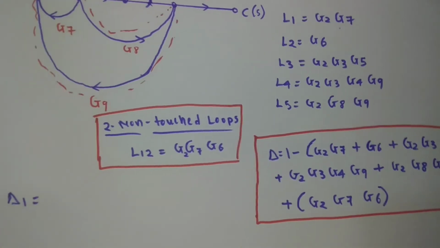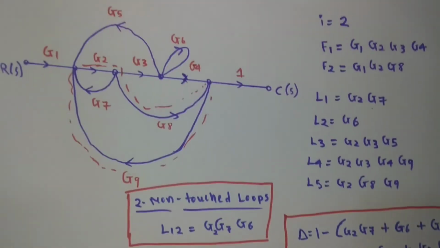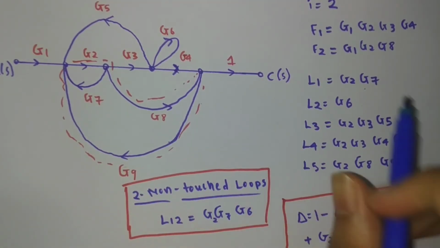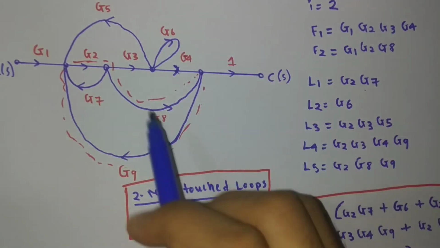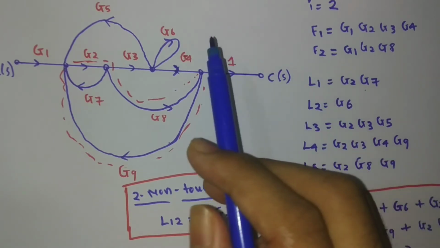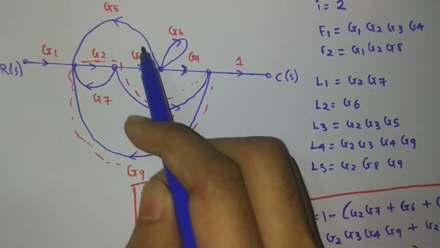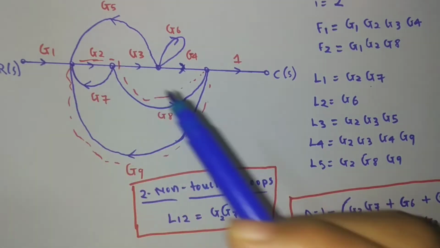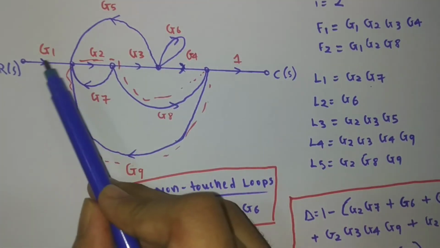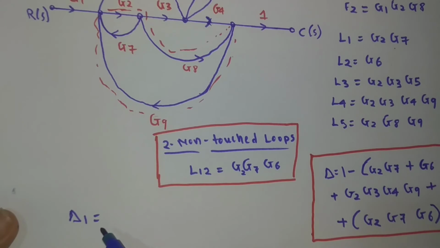Now how do you find the value of the first determinant? For that you have to check how many loops are actually touching the forward path F1. So now the forward path is G1, G2, G3, G4. Now we can see all these loops, this loop, this one, the G2, G7 one, all these loops are touching this forward path.